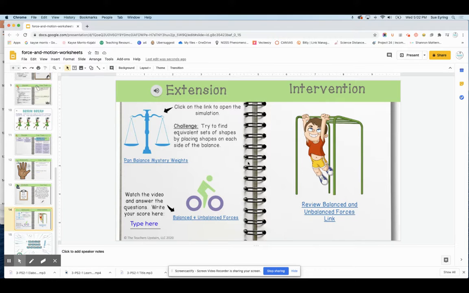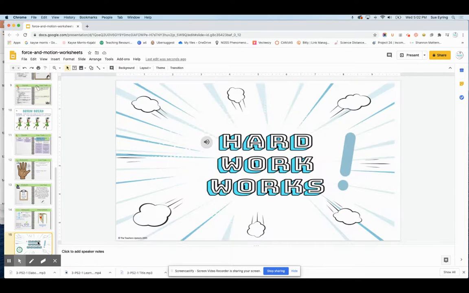So students who score, based on their score of their quiz, they'll do the extension portion, or if they need to go back and review the information, they have a review right here, and then they can retake the quiz. And then we follow up lastly with a growth mindset slide, which shows students that their hard work pays off.